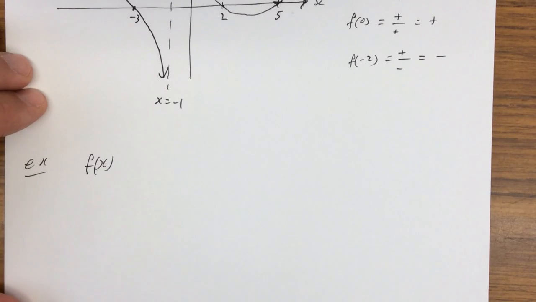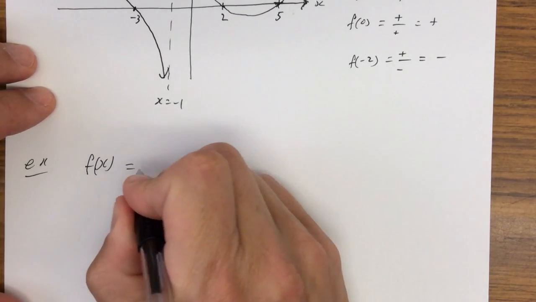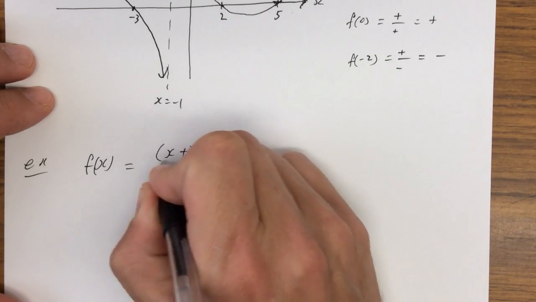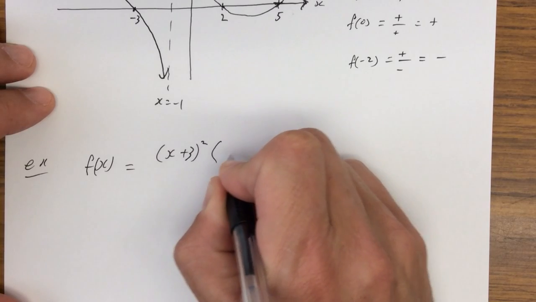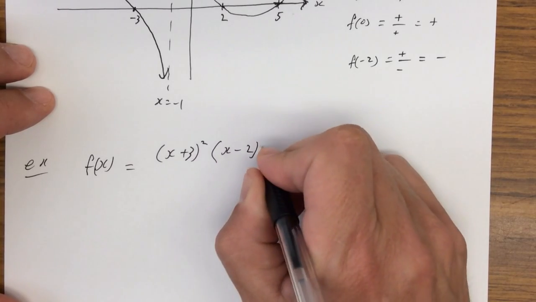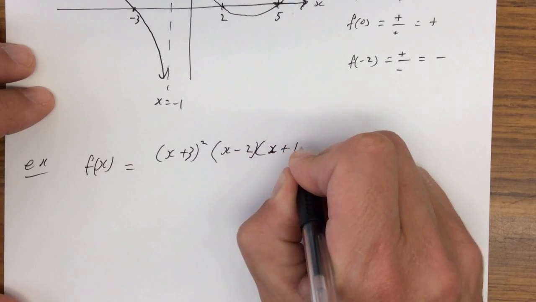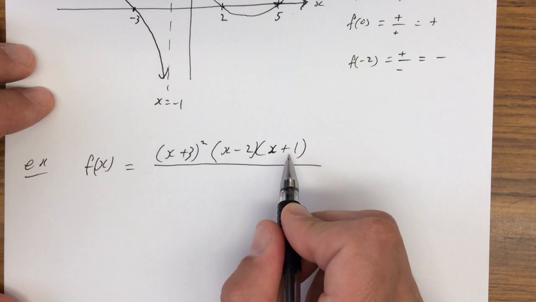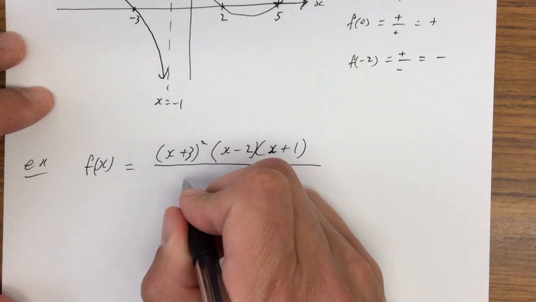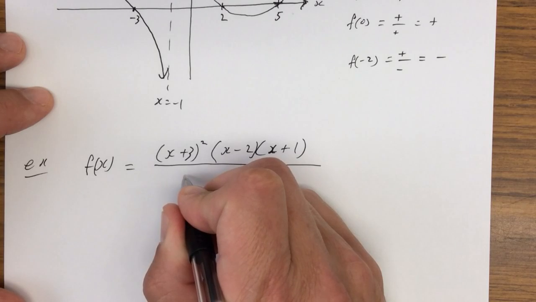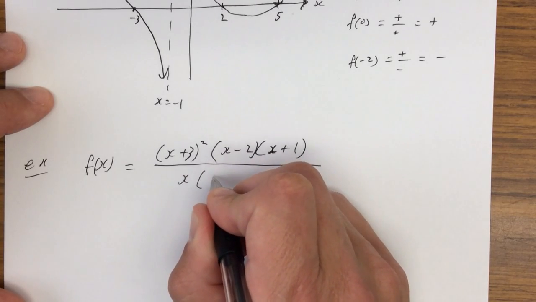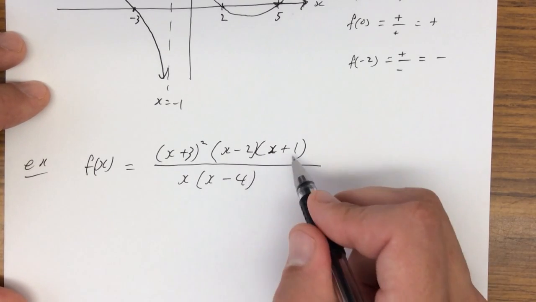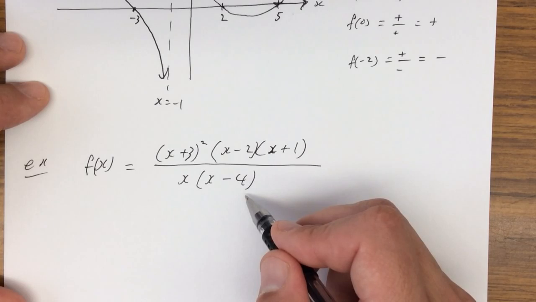So let's try and make something up a little bit different, maybe a little bit harder. Let's do a squared term on the top, so (x + 3) squared, then (x - 2) and (x + 1). Okay, so that gives us a quartic on the top, and let's do a quadratic on the bottom. So x times (x - 4). Okay, so we've got a quartic on the top and a quadratic on the bottom.